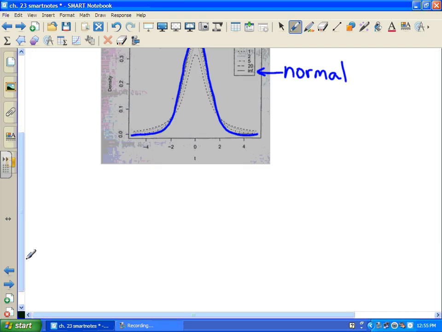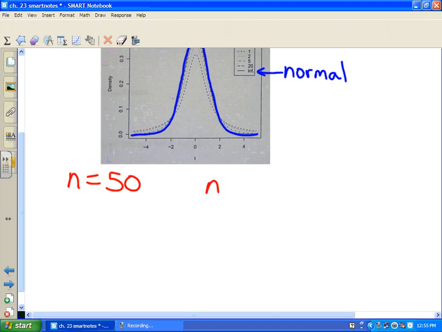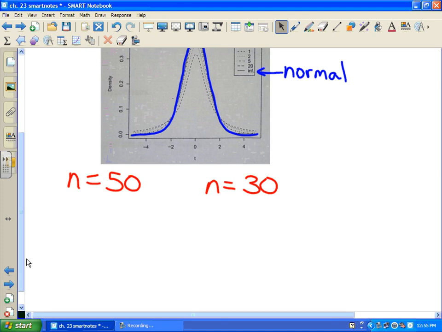So here's kind of what you need to know. Here's the kind of questions you'll usually see that relate to this. If I have two distributions, one of them n is 50, and the other one n is 30.